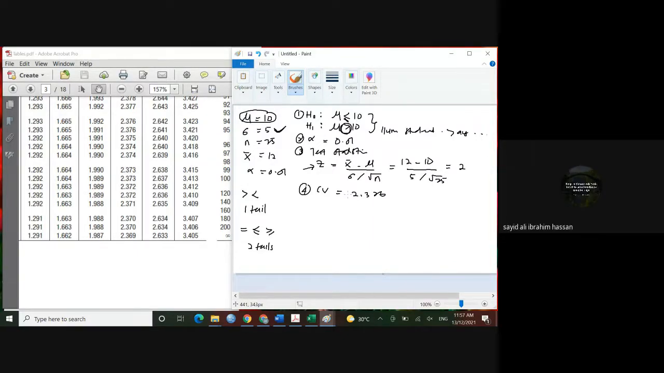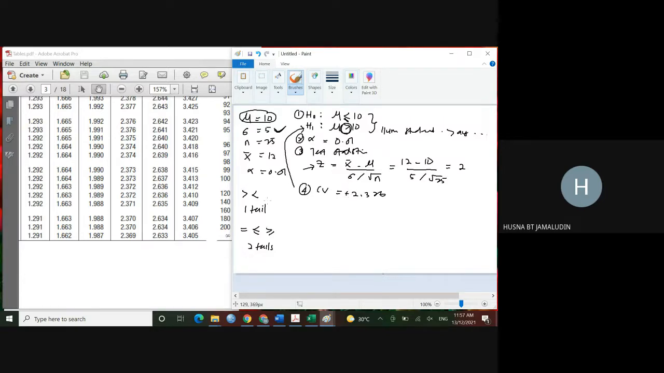Should we put plus or minus here? Plus. It is just plus because the sign of the CV will follow the sign of your H1. If let's say your H1 is bigger, it means plus. If your H1 is smaller, then your CV will become negative, will carry the negative sign.